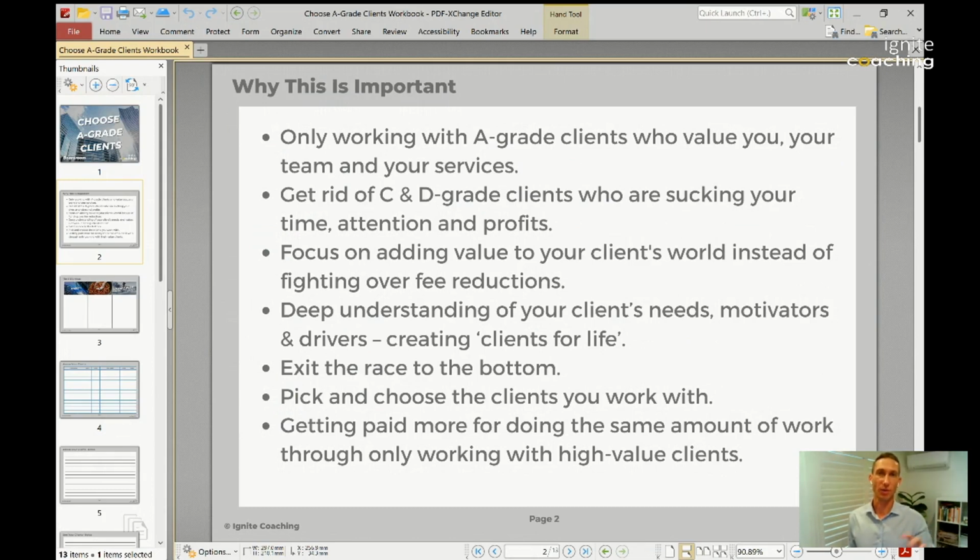So we're picking and choosing the clients that we actually work with, who, like I said to you before, value your time, your team, your services. They pay you good fees, you're making good profit, you're happier, your clients are happier because you're performing really well on their projects, and it's a win-win scenario. And finally, you're getting paid more for doing the same amount of work through only working with those high-value clients. Think about the amount of time and effort it takes to work on a C and D grade client's project on half the fee, compared to what it takes to work on A grade clients for double the fee. Same amount of work. Actually, arguably, you're probably spending more time on the C and D grade clients' projects because they're more needy, more annoying, constantly picking at you and that sort of thing. With A grade clients you get to spend less time on projects and you get paid more.